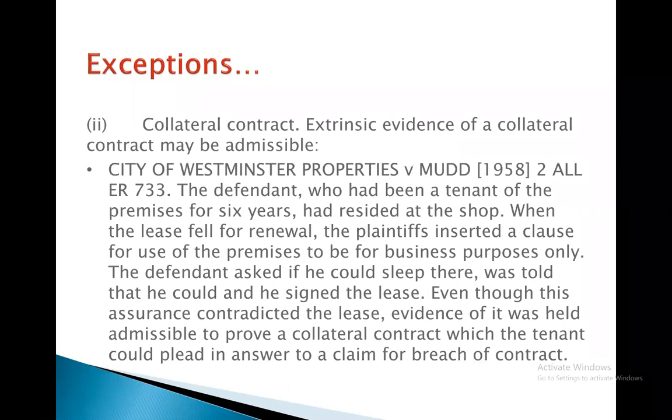Another way by which we have an exception to the parol evidence rule is when you are dealing with the collateral contract. I would like you to just pause for one minute for me. I'll just join you in one minute.